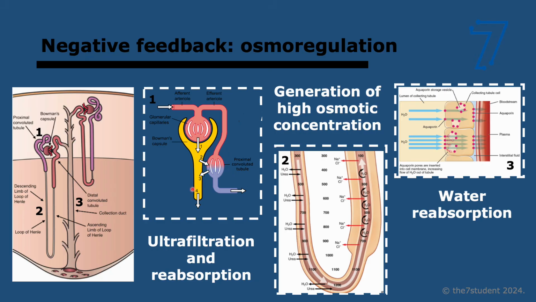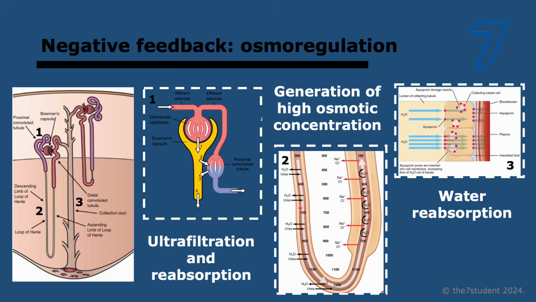Then, whatever hasn't been reabsorbed goes down into the loop of Henle, which is this. This is the part that confuses most people. Simply put, the loop of Henle creates a gradient of sodium for later. We'll talk later about why that's important.